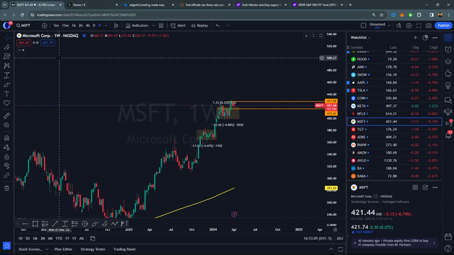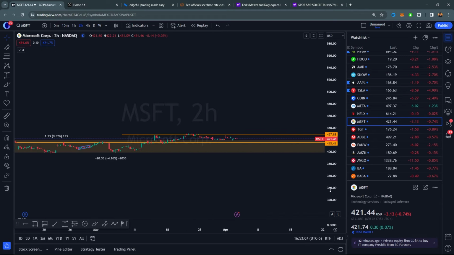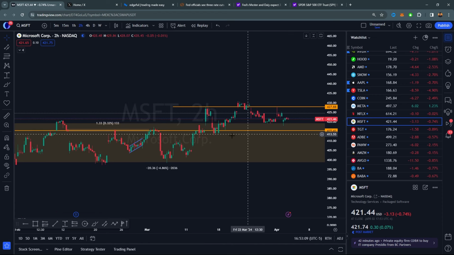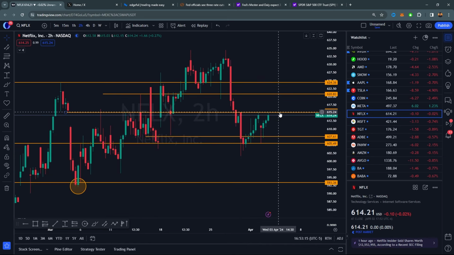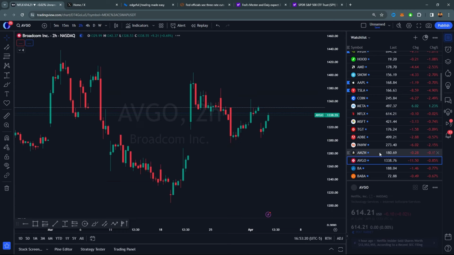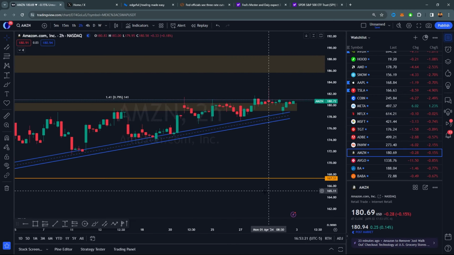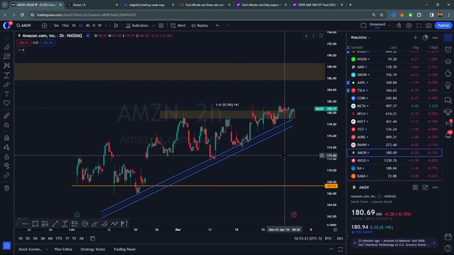Microsoft, you couldn't hold any of your levels really. You got into the 415 level today, you bounced off, and then this was Friday, sorry, it came into 418, 419, nothing really happening there. Netflix can't get above 615. Over 615, you're bullish into 625. Again, looks decent there.